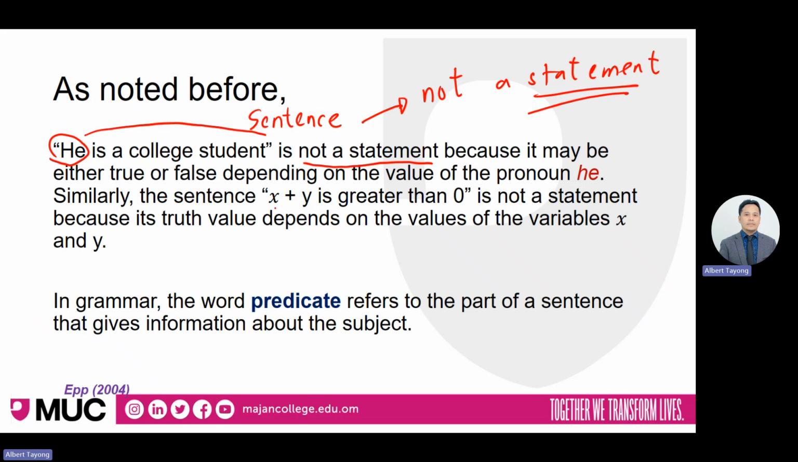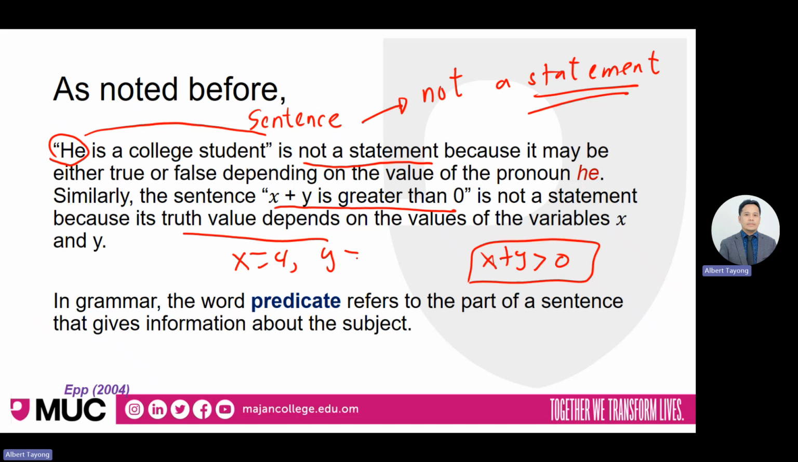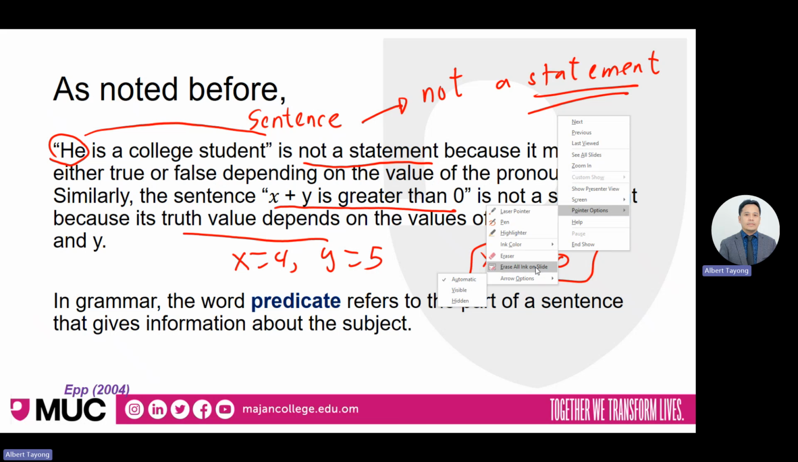Similarly, x plus y is greater than 0 is also not a statement, but it is a sentence. It is an inequality. It is not a statement because the truth value depends on the values of the variables x and y, which we don't know in this example. If I assign x equal to 4 and y equal to 5, then it becomes a statement, and it's going to be true because 4 plus 5 is equal to 9, which is greater than 0.